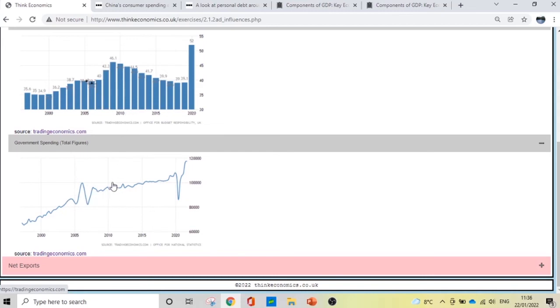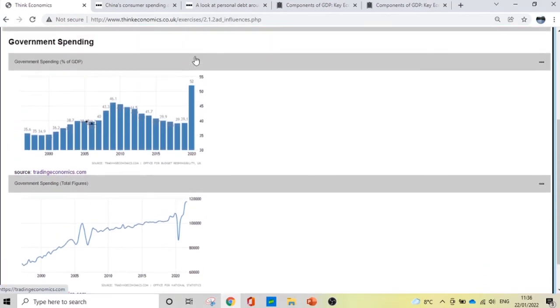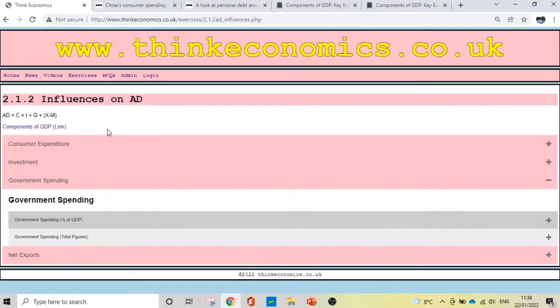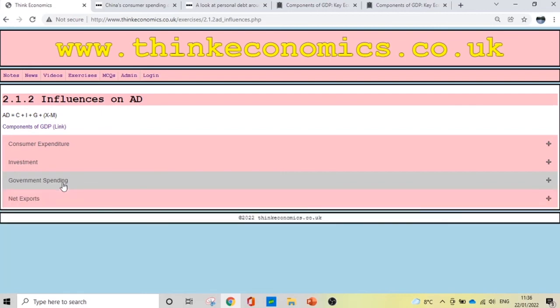It looks different because GDP would have been growing as well, so the economy would have been getting bigger. The government was spending more in nominal terms, but given that the economy must have been growing faster than the government spending was, that would mean it was coming down as a percentage. But of course, then a big spike here during the coronavirus pandemic. So not really much to say about the influences on government spending. It's just a matter of knowing that governments can spend what they want and react to different things as they need to.